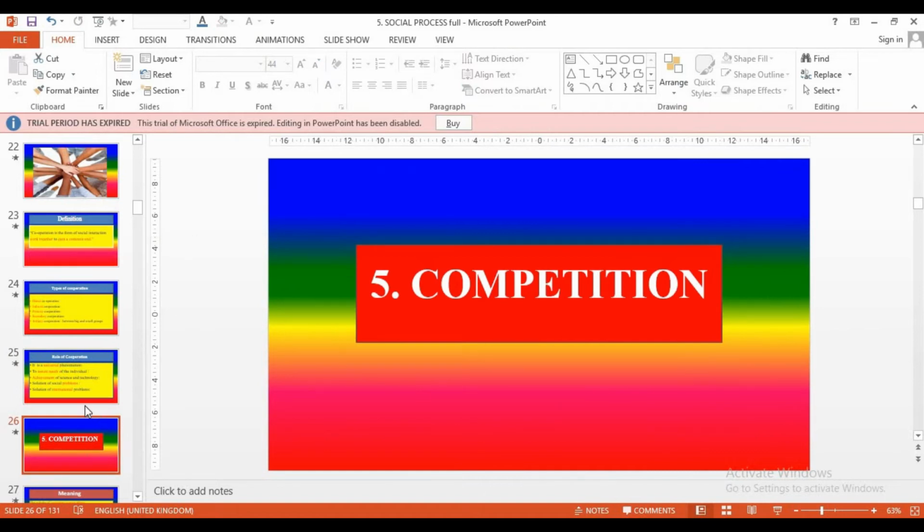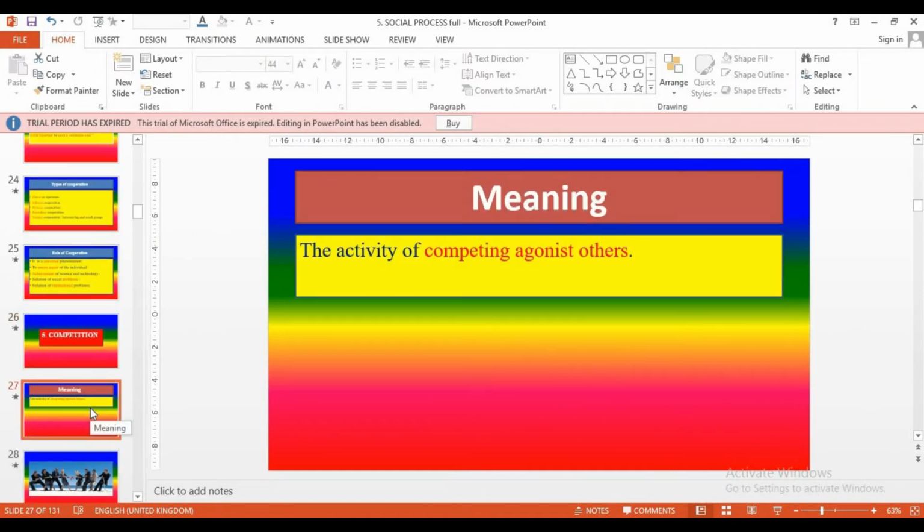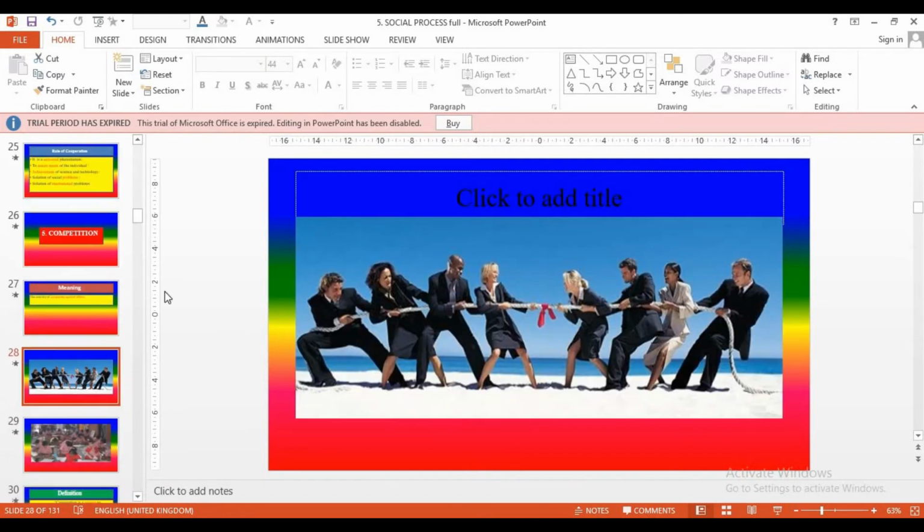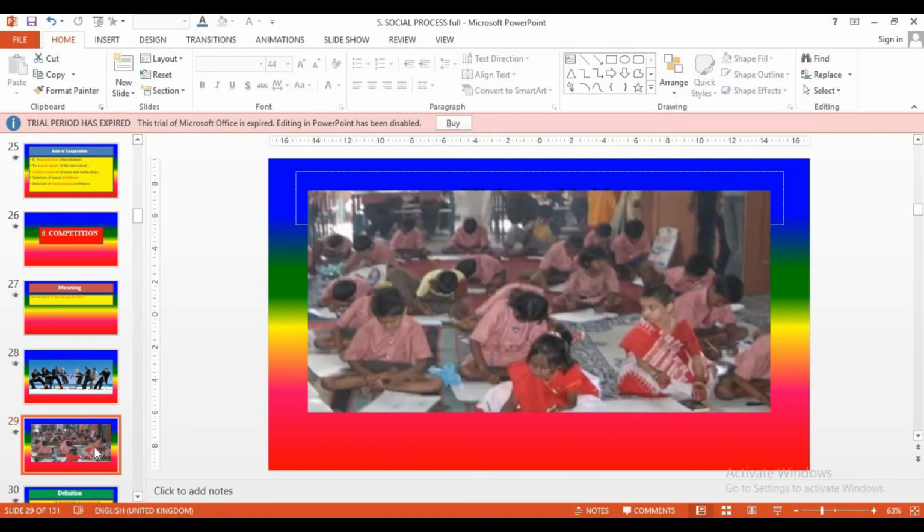Then competition, meaning competing against others. Look at this competition between two groups, tug of war. Look at this competition at school level, drawing competition, writing competitions.